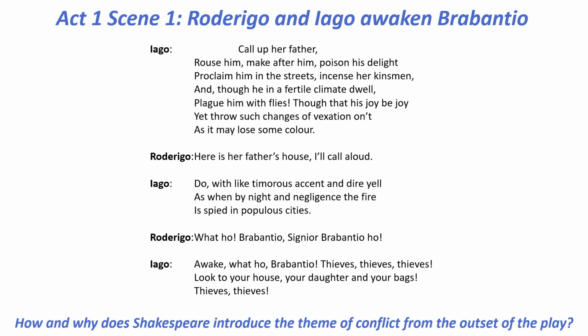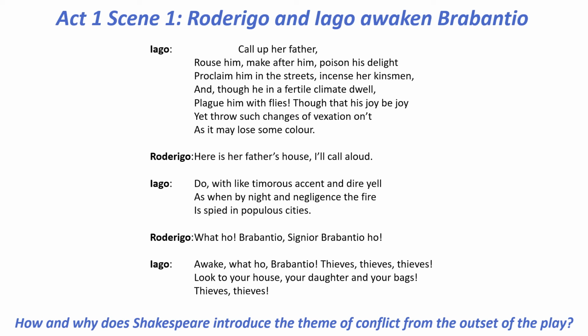So Iago says, "Do, with like timorous accent and dire yell, as when by night and negligence the fire is spied in populous cities." So come on, let's wake him up. Roderigo says, "What ho, Brabantio, Senior Brabantio, ho." It's quite funny because Roderigo does what Iago tells him, but he's being very polite about it. He's giving Brabantio his title, and using his name in a very polite fashion.